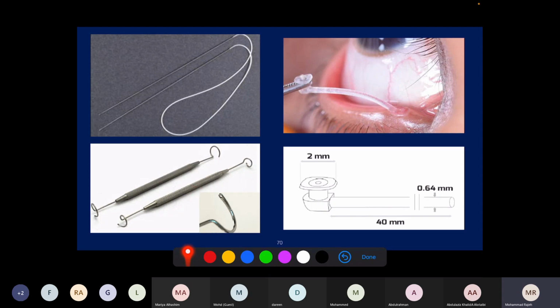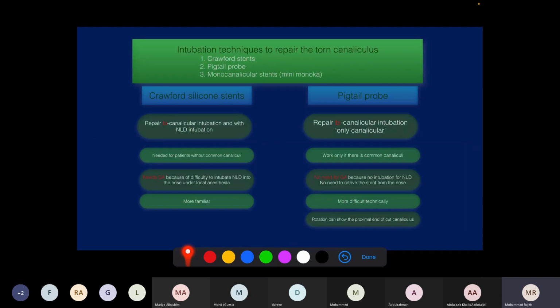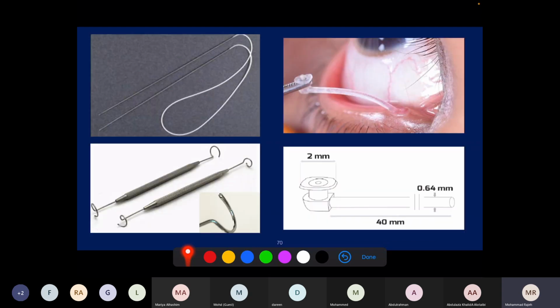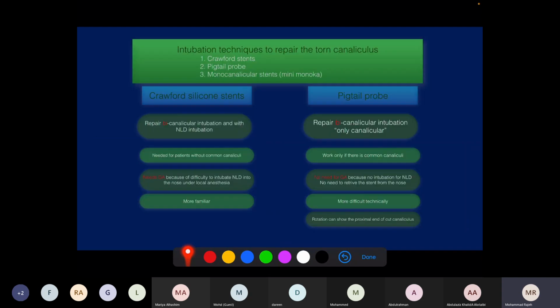Arwa, what's this? Of course, close up. Okay. And this one, because you can insert the suture, they call it the eye of the pigtail. So advantages of each one, of course, this and this, you can do it under local because you don't need to go through the nose. However, this one needs GA because you need to retrieve it from the nose.